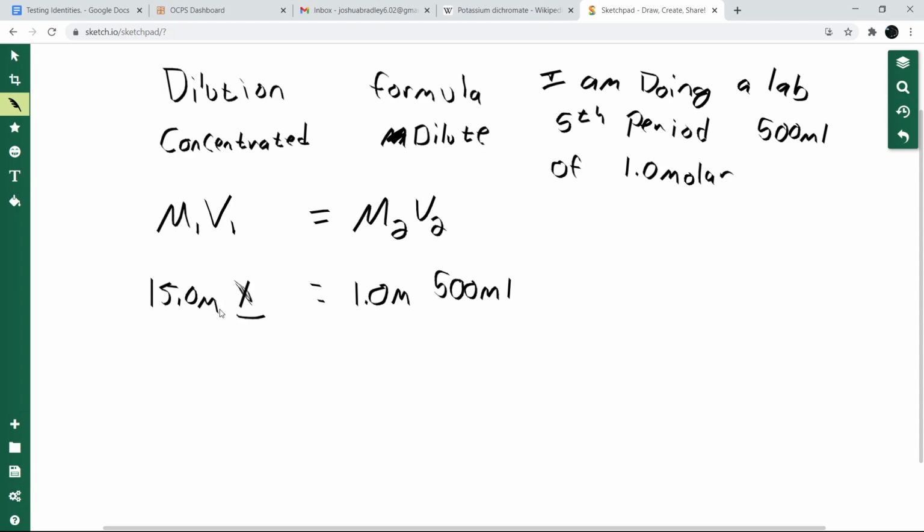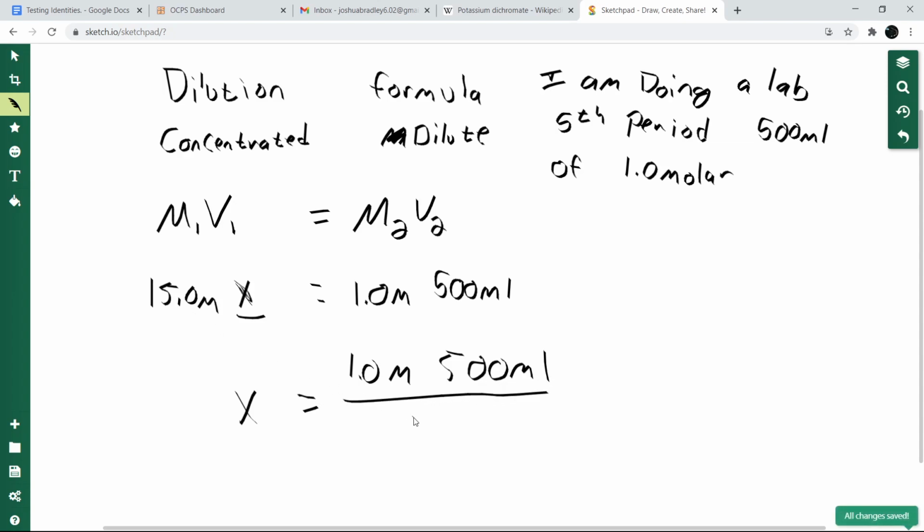So I'm going to go ahead and now isolate this X, and it's fairly easy. I have 15 molar over here, so I'll go ahead and move it: X equals 1.0 molar times 500 milliliters, and we'll divide this by 15 molar. So we'll go ahead and do our math here. 1.0 times 500 divided by 15. And it looks like we end up needing 33.3 milliliters of our strong acid.